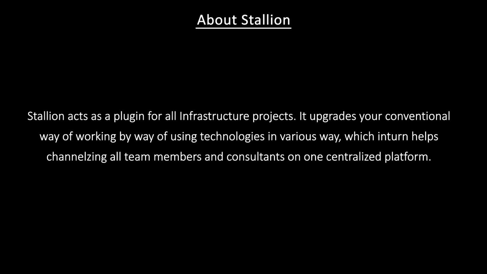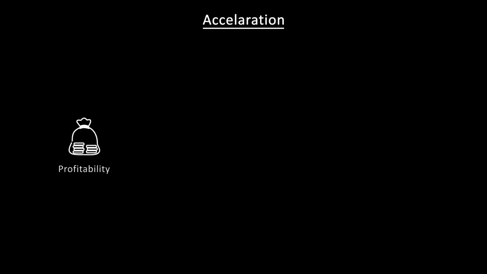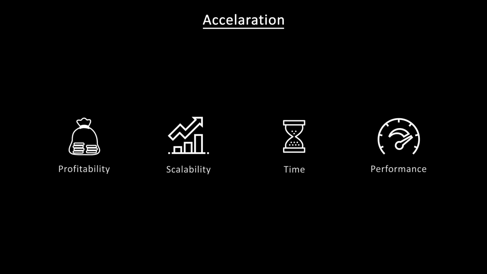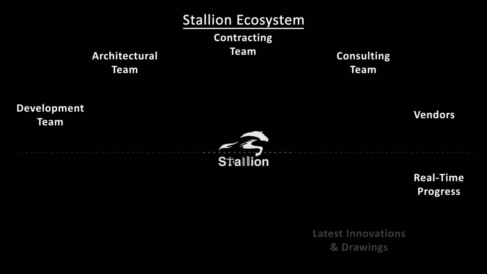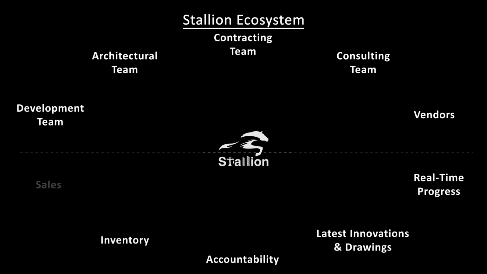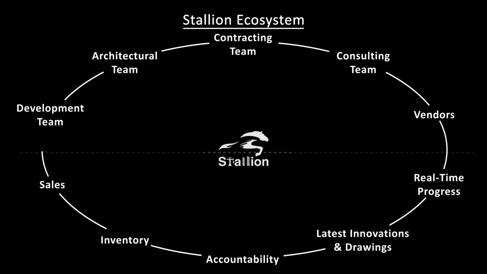Stallion acts as a plugin for all infrastructure projects. It upgrades your conventional way of working by using technologies in various ways, which in turn helps you channelize all team members and consultants on one centralized platform, leading to better profitability, scalability, time, and performance. With Stallion's ecosystem in place, the developer's entire team and his consultants are in sync with the key factors about the project, keeping them updated 24/7 round the clock.